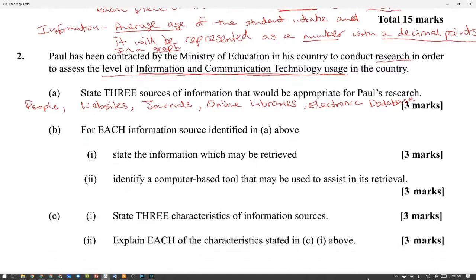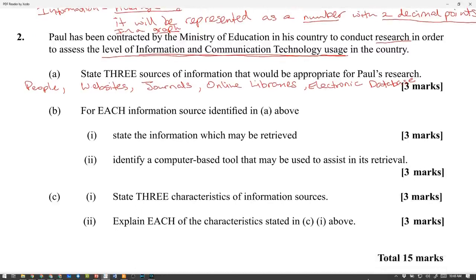All right, for each information source identified in A above, state the information which may be retrieved. So we'll go through piece by piece. People, you may get the number of persons with internet access, right? That's information because it's the number of people, which means you do the sum. Websites will be the number of visitors to the site.